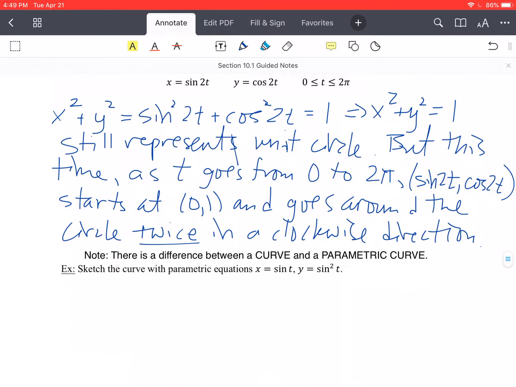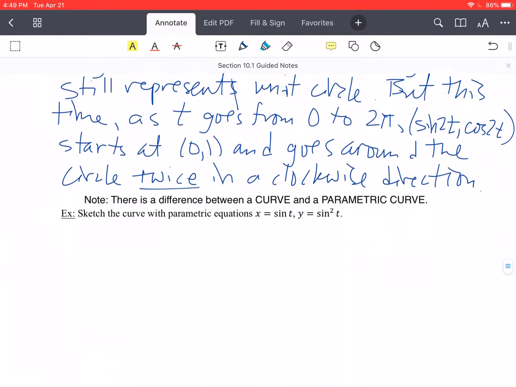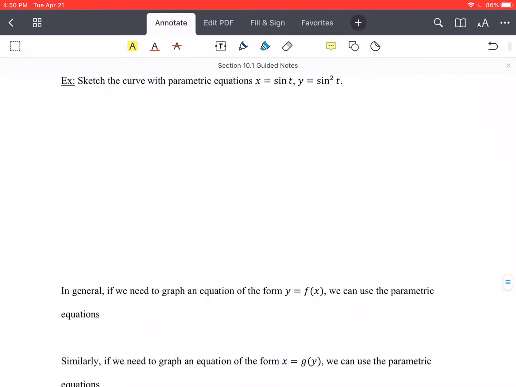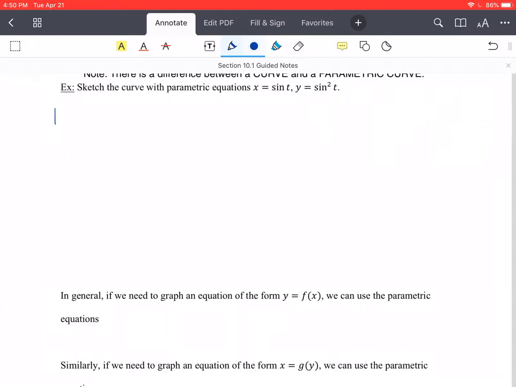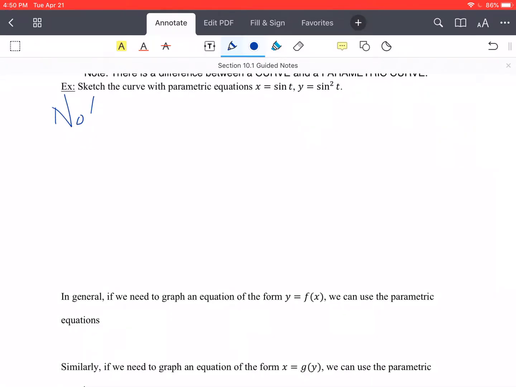Okay, so let's look at another one. Sketch the curve with parametric equations x equals sine of t, y equals sine squared of t. Okay, so let's make a note of something here. If we're trying to determine what type of shape this has without just plotting it, we can look at the relationship between x and y.